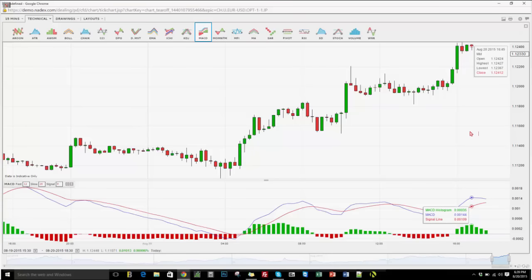So Rob asked what the expiry time frame options are for the afternoon tonight. Well, the expiry time is 7 p.m. Eastern Standard Time.